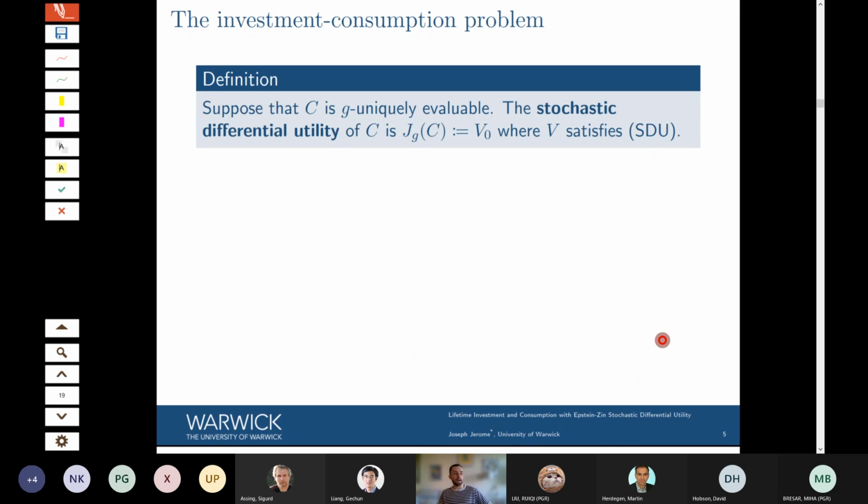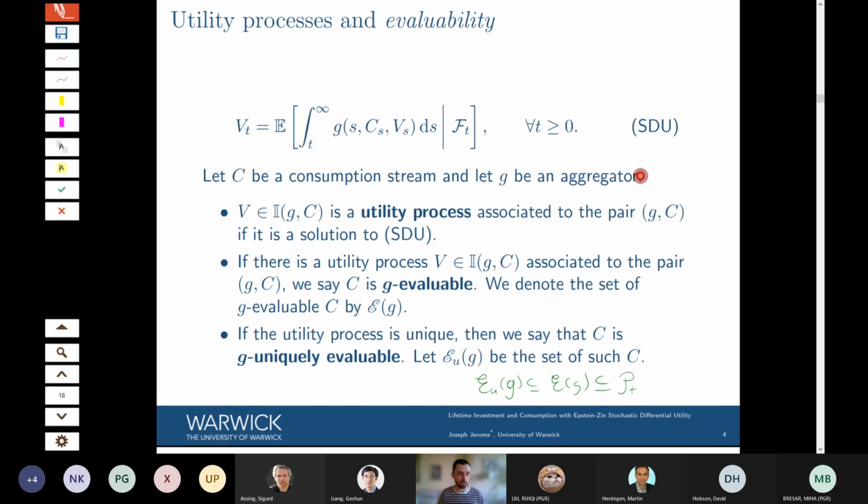So suppose that a consumption stream C is uniquely evaluable. So there's a utility process and it's unique associated to C. Then we're going to say that the stochastic differential utility of C is just equal to that utility process at time 0, where V satisfies SDU, which was this equation here.